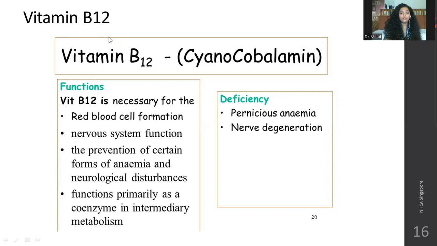So next is B12, cyanocobalamin. Until 1926, pernicious anemia was considered a fatal disease, and nobody knew its origin. It was later understood that feeding a patient at least 0.5 kg of raw liver per day could cure pernicious anemia. That was the difficult strategy used.